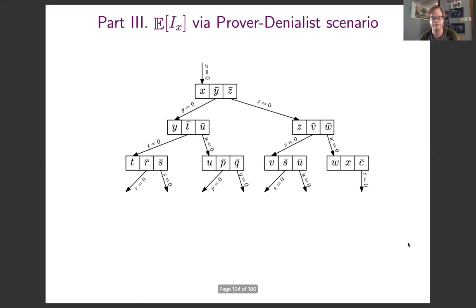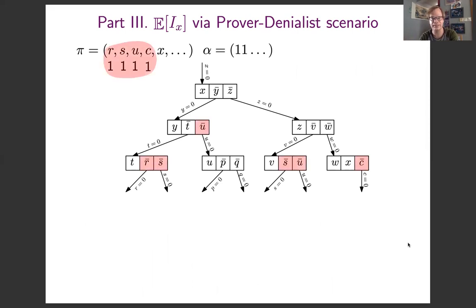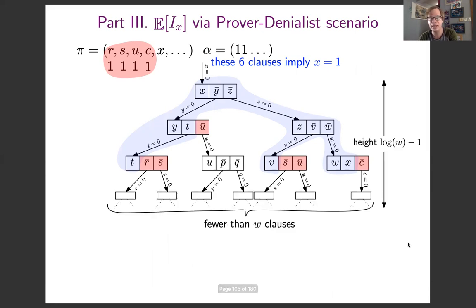And why does it make sense? Because imagine you have this permutation. What happens when you encode x? You already have set r, s, u, and c to 1 because they appeared earlier. So this already kills the red marked literals. And now you see all escape paths for the denialist are blocked. So now the denialist loses this game, and we can infer x equals 1. So in general, we build this tree up to height, let's say, log w. So we have fewer than w clauses. And the moral is: if all escape paths are blocked, we infer x equals 1.